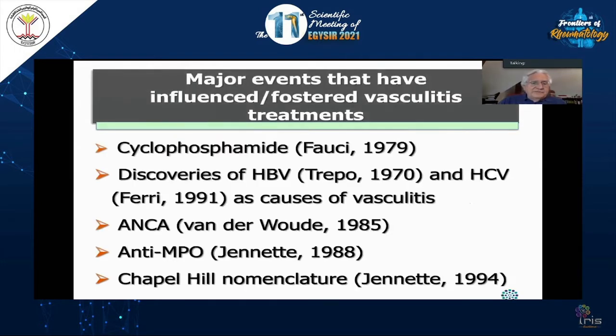What about the treatment? Some points are important to know when you see the treatment of all the vasculitis, not only the group of ANCA-associated vasculitis. The cyclophosphamide has been introduced at the end of the 70s. The hepatitis B virus and hepatitis C virus have been described as causes of some vasculitis, which are not linked to ANCA, and specific treatment should be prescribed. The ANCA have been discovered in 1985, the anti-MPO in 1988, and they define the group that we know now, and it is a major advance with the Chapel Hill nomenclature.